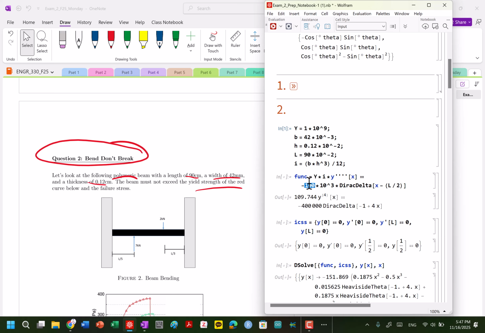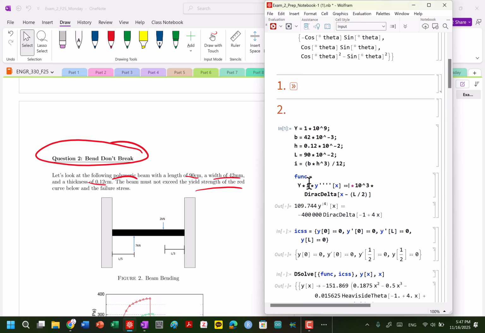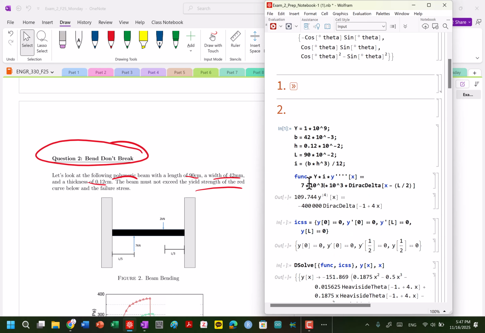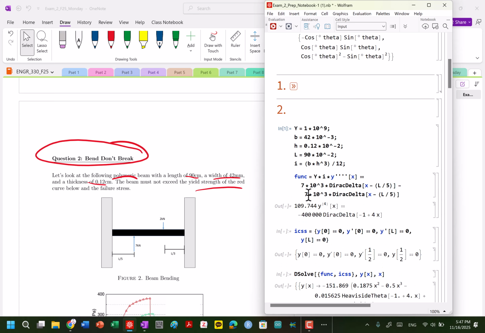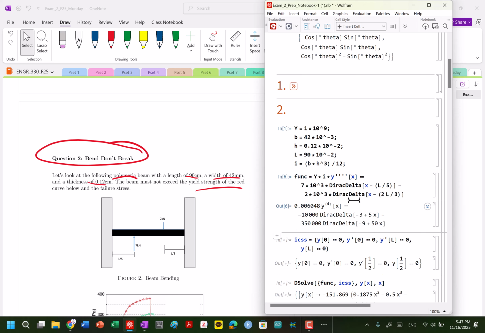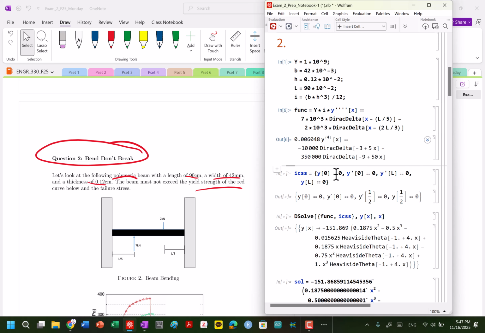So how are we loading the system? We have a positive 7 times 10 to the 3, starting my 0 right here on the left-hand side, so that's 7 kilonewtons, and I'm going to apply that right at L divided by 5. Then I'm going to go down minus 2 kilonewtons at, actually, 2L divided by 3. What are my boundary conditions? They're equal for both sides. Y of 0 is equal to 0. Y prime of 0 equals 0. Y prime of L. Yep.